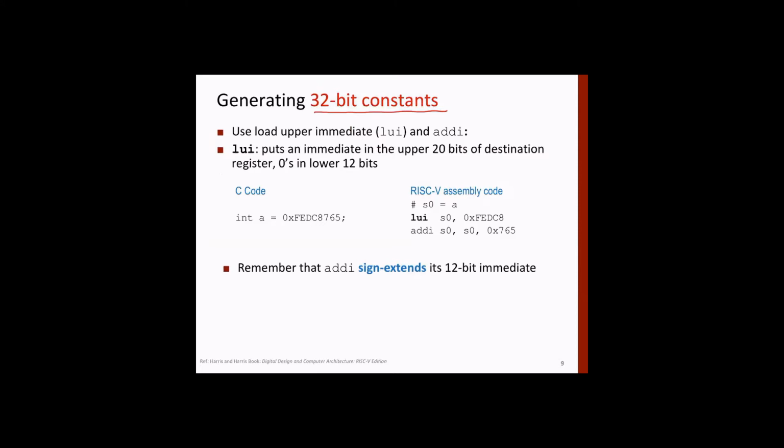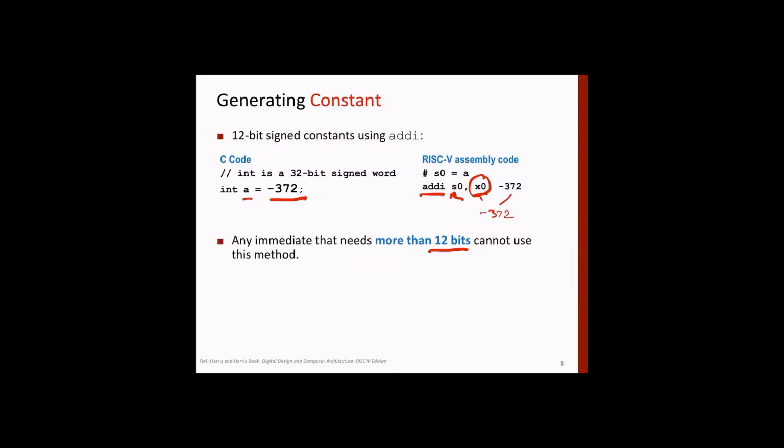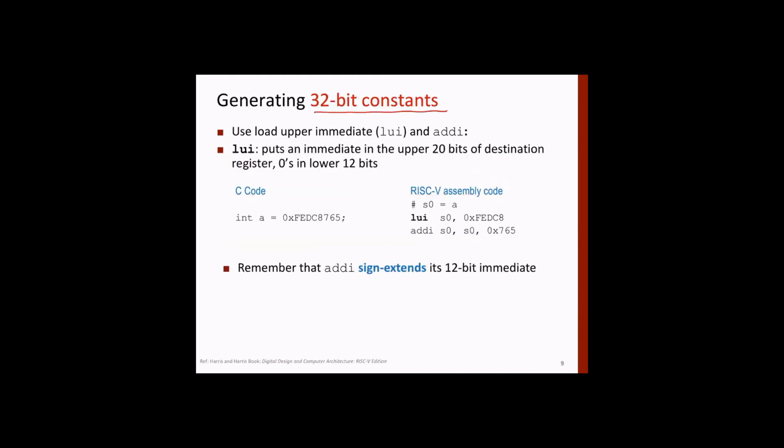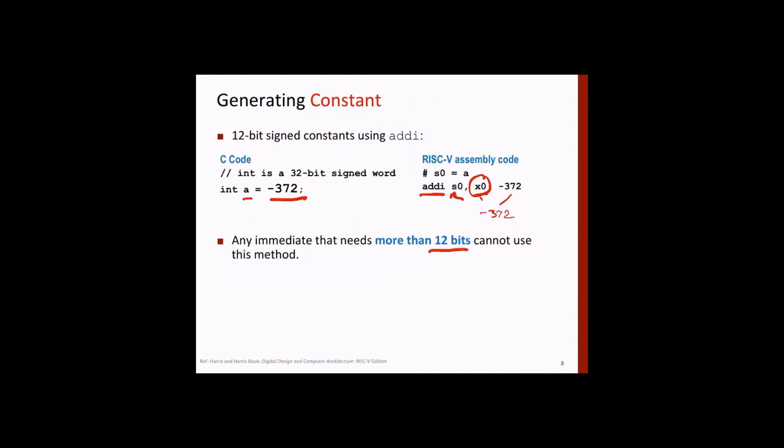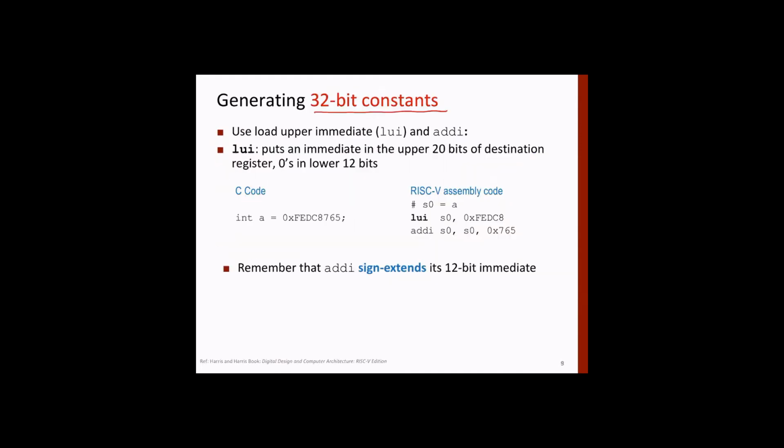Okay, now how do we generate a 32-bit constant? So far we have generated only 12-bit here. Using 12 bits, whatever maximum we can do, we have done it, right? Now we will use an instruction called LUI, load upper immediate. The LUI instruction puts an immediate in the upper 20 bits of the destination register.